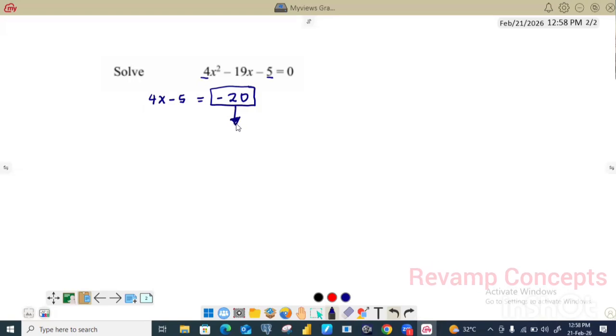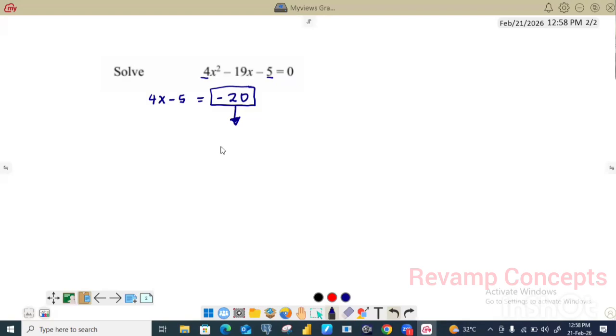What are they? Factors that will give me minus 19. So factors of minus 20 that will give you minus 19 when you add them together. 10 and... I don't know any other factor that gets me that.